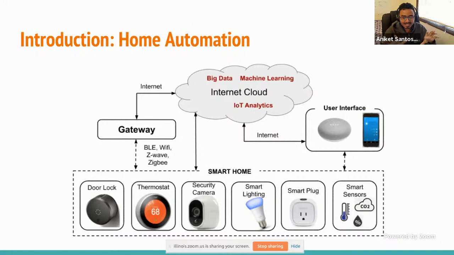So to briefly summarize how IoT can be applied in home automation, we usually have the normal things at our home, such as an electric plug, a light bulb, or even the HVAC system. All these things can be connected to each other or to a centralized entity using the IoT paradigm. As we can see in this figure, there is a door lock, a thermostat, a security camera, smart lighting, a smart plug, and some really smart sensors. All of them are connected to each other via some common gateway using specific protocols, like BLE, Wi-Fi, Z-Wave, and ZigBee.